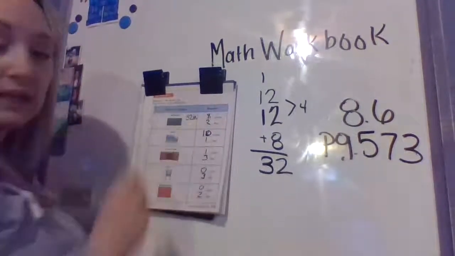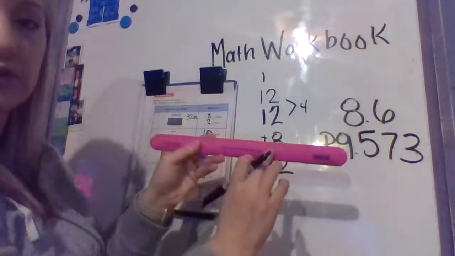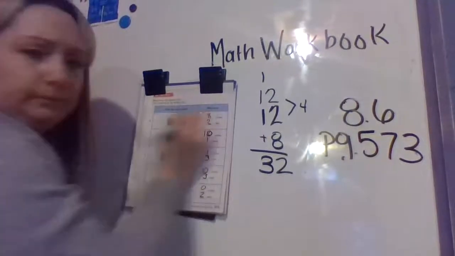And then 2 feet, 8 inches. So we had a full 2 feet, and the 8 is closer to the end of the ruler. So we would say it's about 3 feet.